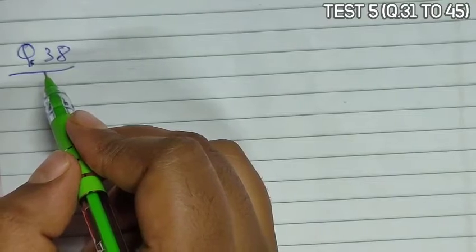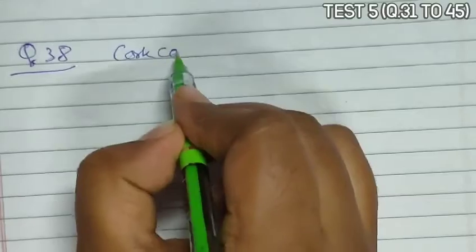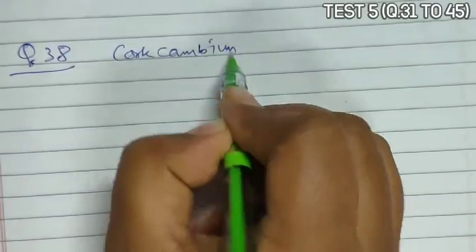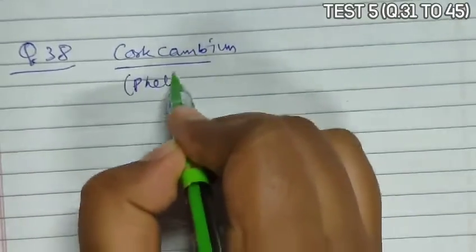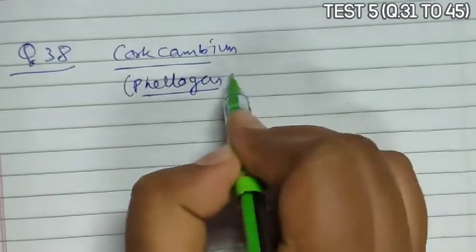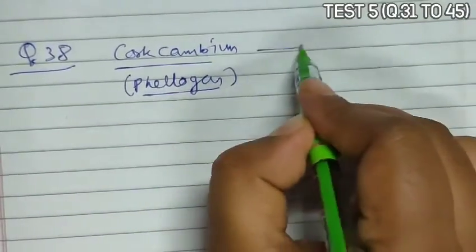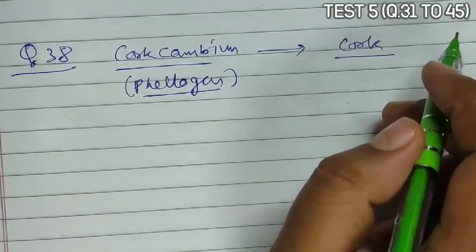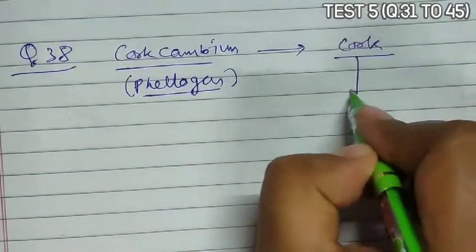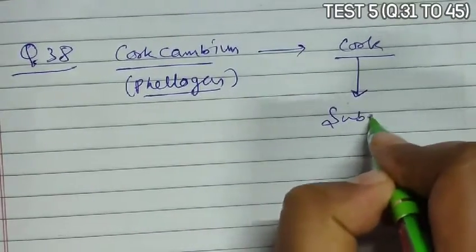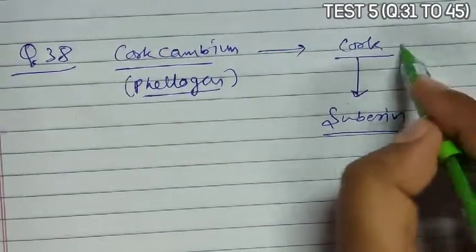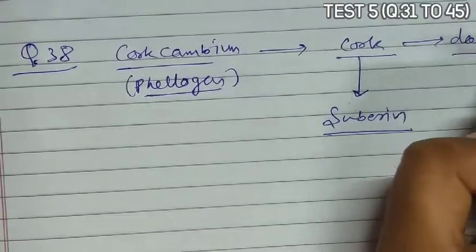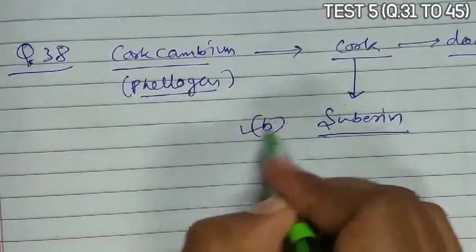Question 38 asks that cork cambium results in the formation of cork. Yes, cork cambium, that is also known as phellogen, results in the formation of cork, and cork toward the outside becomes impermeable to water. As we have discussed, due to the accumulation of suberin, this cork cell becomes dead. So option B is the correct answer.